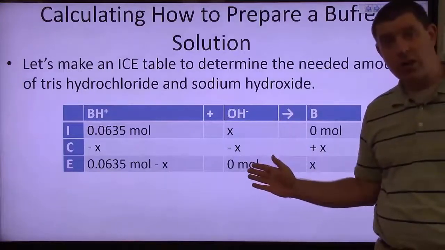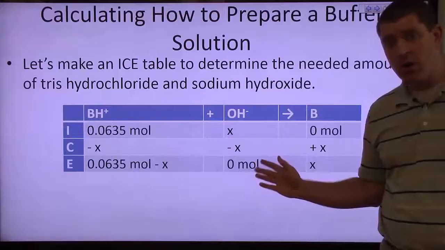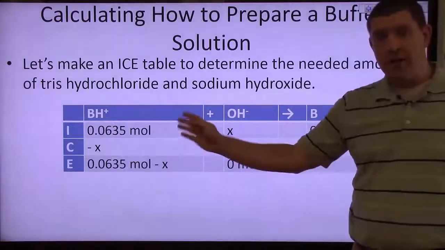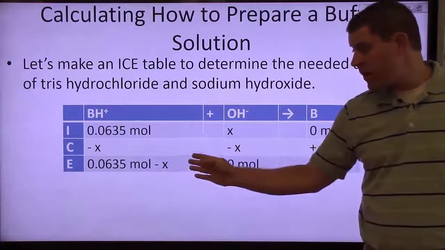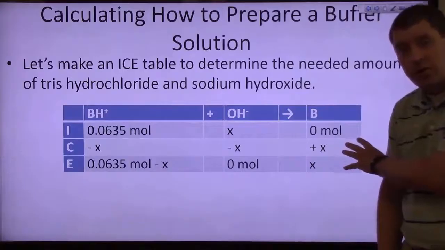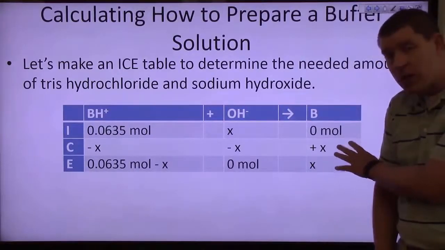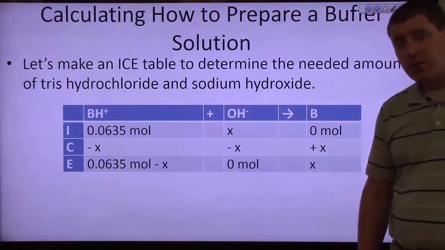Now obviously we won't actually have 0 left in solution. We'll still have some from the autoionization of water, but we're going to say that all of it is reacted. And that means that the amount of tris hydrochloride that remains is 0.0635 moles minus X. And of course over here, if we start out with none of our tris buffer, then the value will increase by plus X, and that means we'll end up with X of our tris buffer left over.